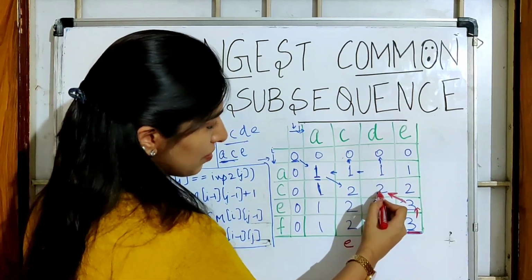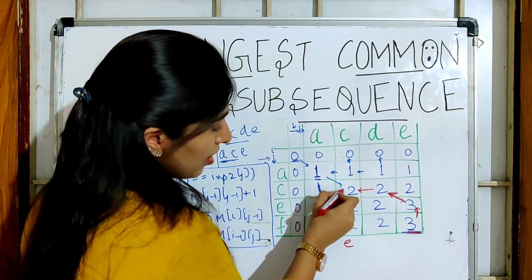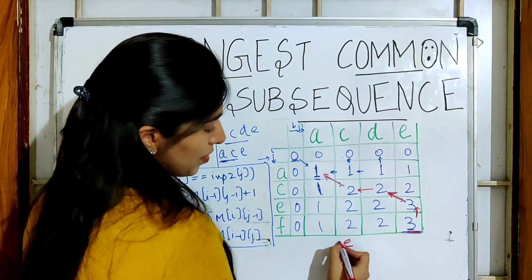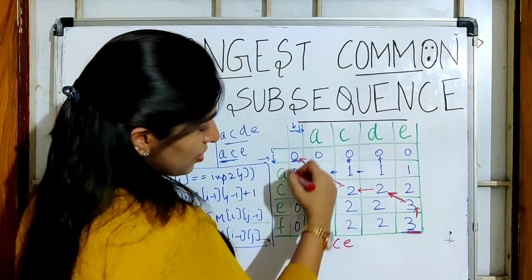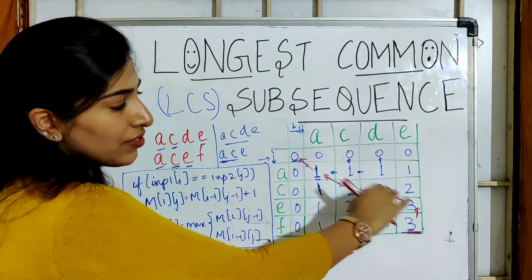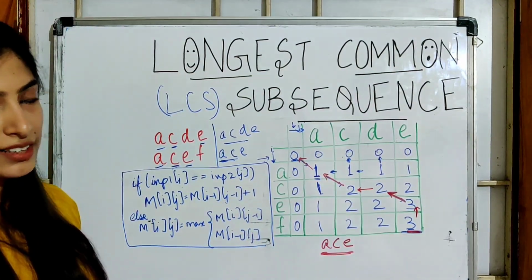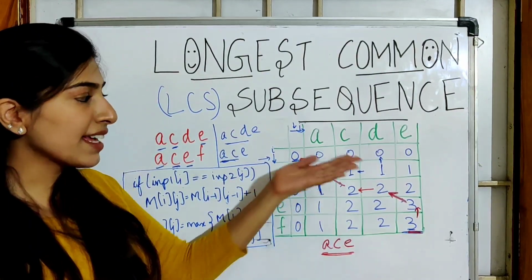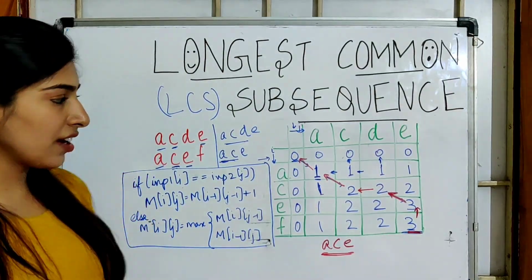Now this 2 is coming from where? It's coming from here because these two are not equal, so that is not an answer. This 2 is coming from here because these two are equal, so now C will come in our answer. Now again this is coming from here, because these two are equal, so A is coming in our answer. Whenever it is equal, we go diagonally, so we just keep including those characters and that will be our final answer. I recommend you to try this with a lot of examples and check it will work for any of the examples.